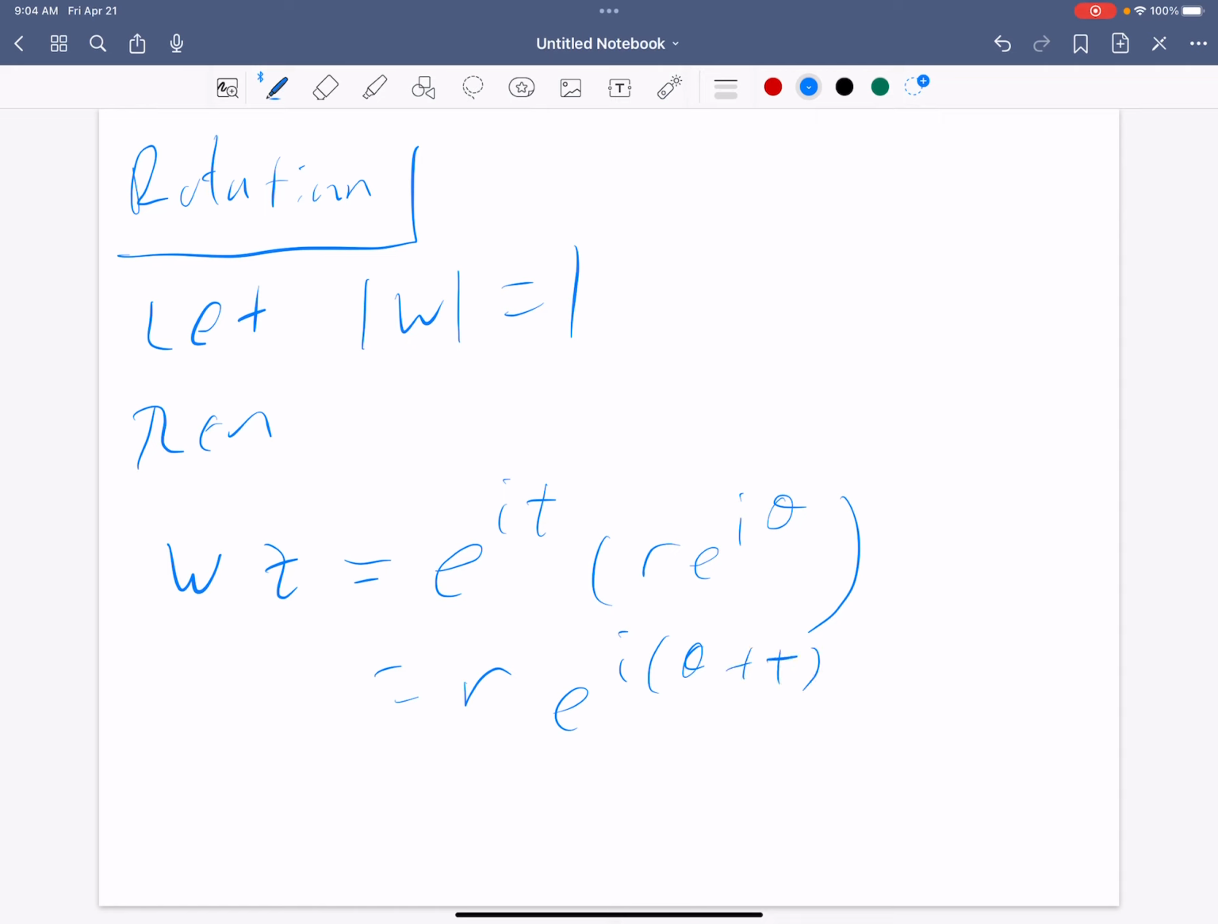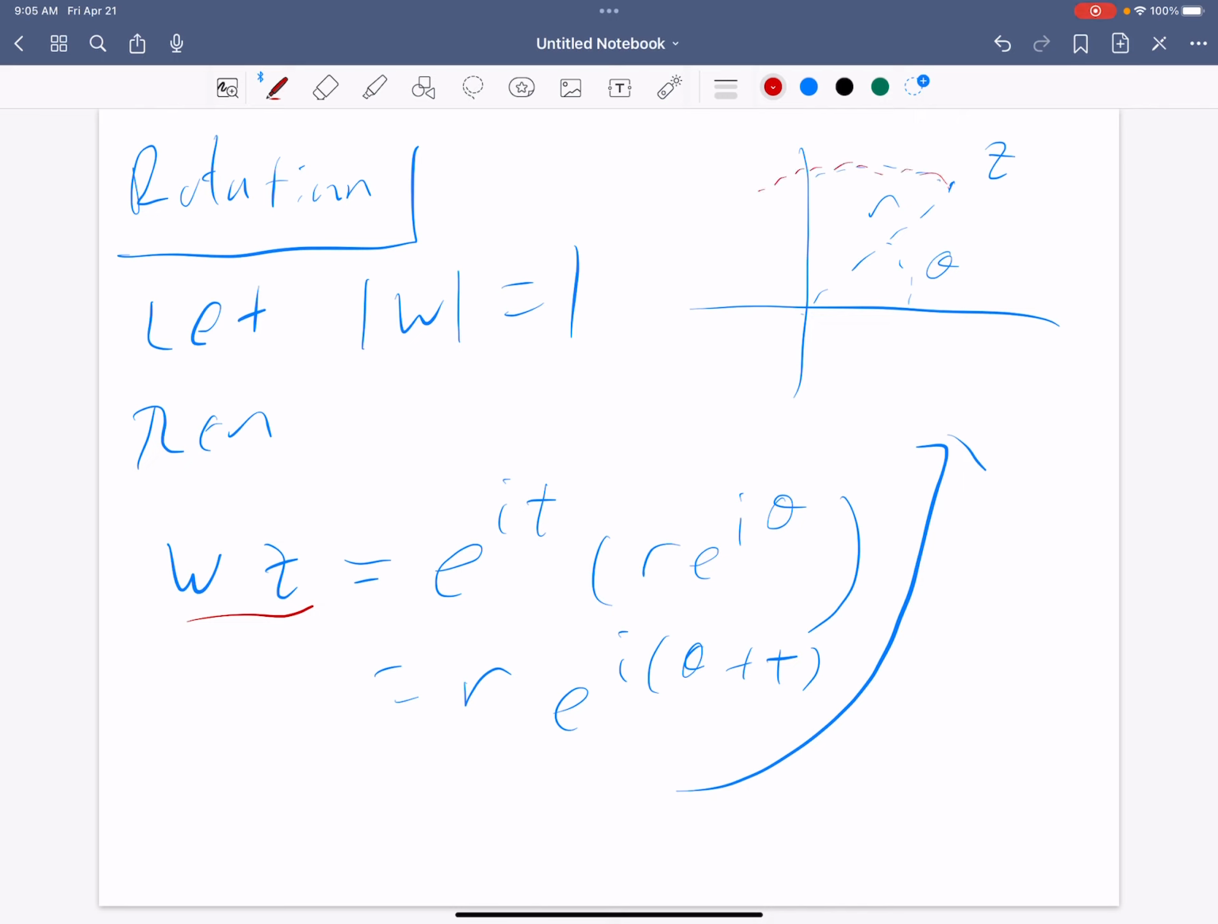So indeed, if I think about my points here in the plane, if I were to draw this out, my z looks like that, and then once I've multiplied it by w, note the r stays the same, so my new w times z. The length from the origin, so wz, is still r, but now the angle has just been increased by t, whatever the t may have been.